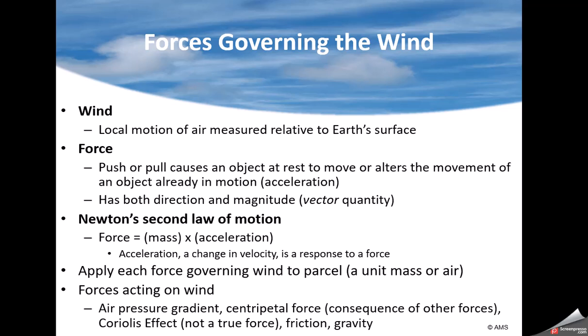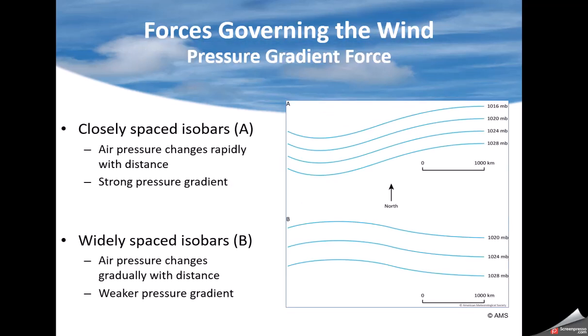And there are a lot of forces that act on the wind. We have air pressure, centripetal force, Coriolis effect, friction, gravity. So let's start simply with air pressure. Air pressure is the high pressure in one direction, low pressure in another. And the atmosphere wants to make everything equal. So think of high pressure as being like a mountain and low pressure being like a valley.